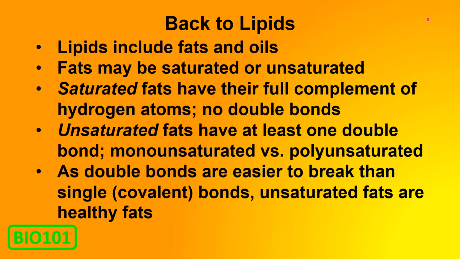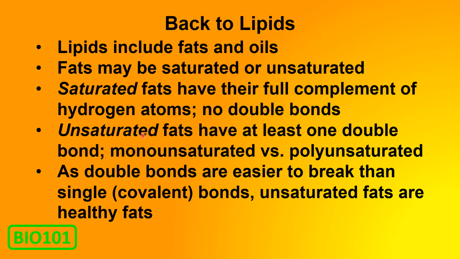Okay, so back to lipids. Lipids include fats and oils. Fats may be saturated or unsaturated. You've heard the term saturated and unsaturated before. What do they mean? Saturated fats have their full complement of hydrogen atoms. So in a saturated fat, there are no double bonds. Double bonds mean you can stuff more hydrogens in there. If everything is a single covalent bond, that means this thing holds as much hydrogen as it can hold. It is saturated with hydrogen. That's where the term comes from.